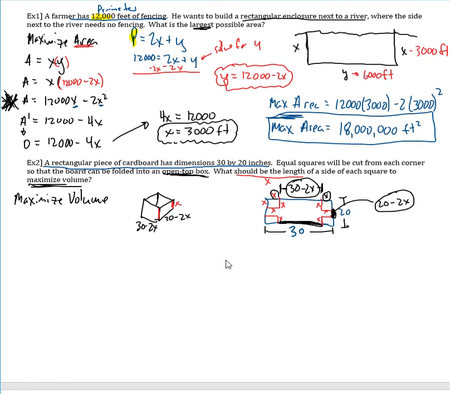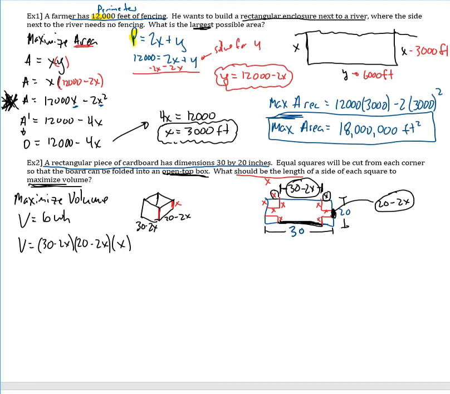Okay, so we want to maximize volume, and now we have our equation that can be used to maximize the volume. Because volume is equal to base times width times height when it's a rectangular prism. Our base is the 30 minus 2x, the width is the 20 minus 2x, and the height is x. So the volume is 30 minus 2x times 20 minus 2x times x. We want to maximize it, so we'll need the derivative, then set it equal to 0 and solve.